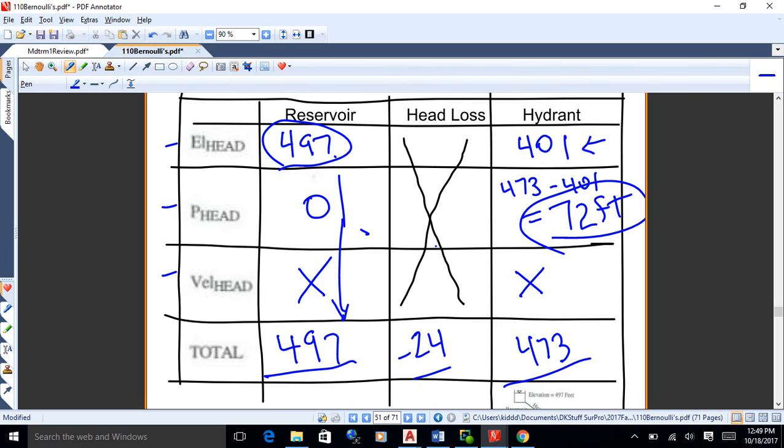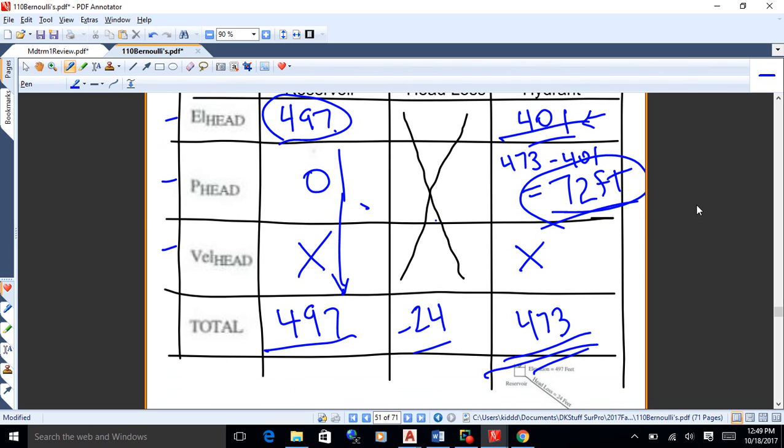So if you've got 473 total and 401 of elevation, it's got to be 72 left over for pressure. And then you just convert the pressure back into PSI. So 72 feet, 31.2. Yeah, something like that. 0.433 PSI per foot. I think that's it, right? 31.2. Okay. Good deal. So there you go.